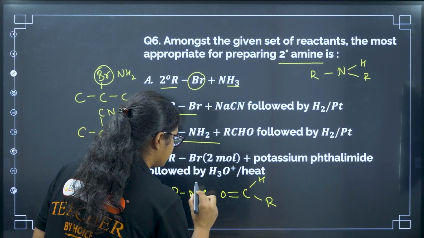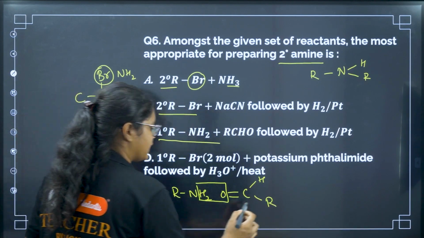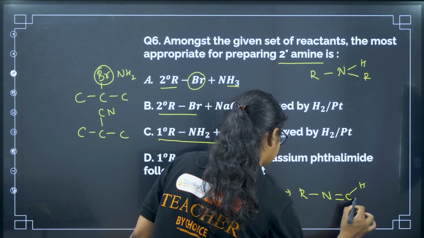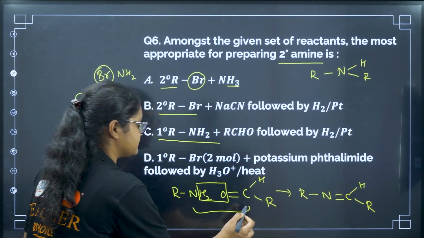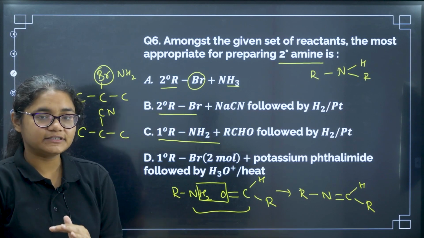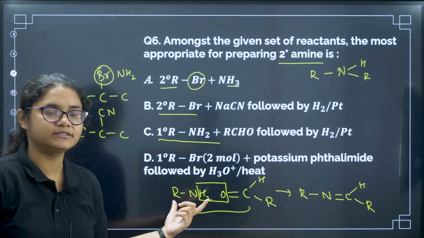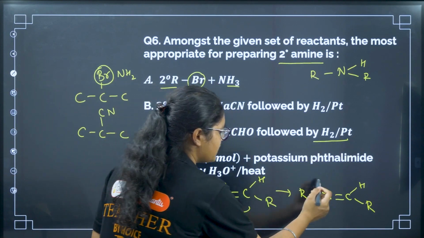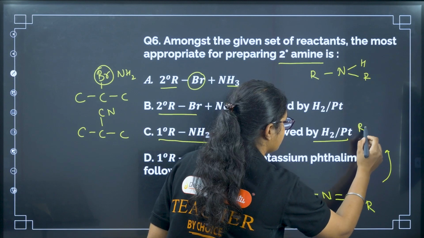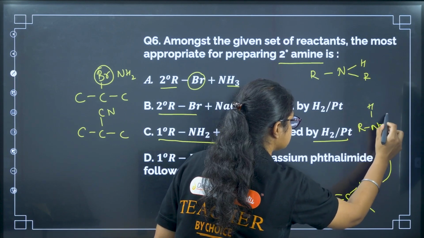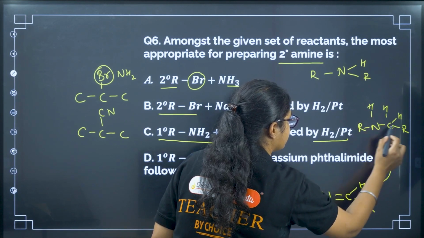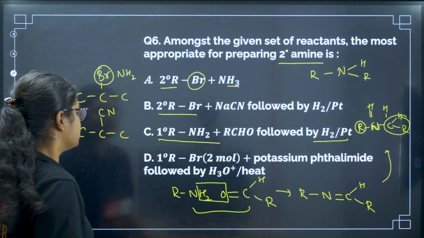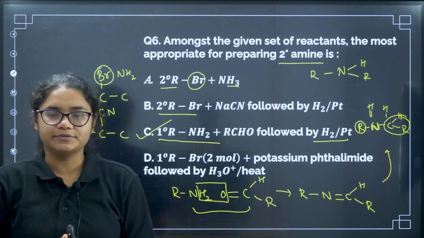Now what will happen? H2O will be removed, and we will get R, N, double bond C, H and R. These reactions we have studied in the addition of ammonia and its derivatives, nucleophilic addition to aldehydes and ketones. Now when you treat it with hydrogen and palladium, H will be added to both, and we will get R, NH, CH, H and R. So at the end we have one hydrogen and two R groups. So this is a secondary amine. The correct answer for this question will be option number C.